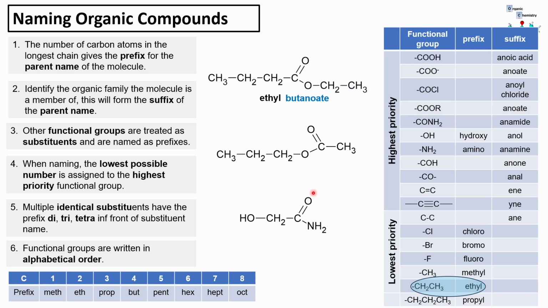So let's have a look at the next one. The next one here, we can see that the side that has the carbon double bond oxygen in it only has 2 carbons. So it's still going to be called -oate again, but it is going to be called ethanoate.